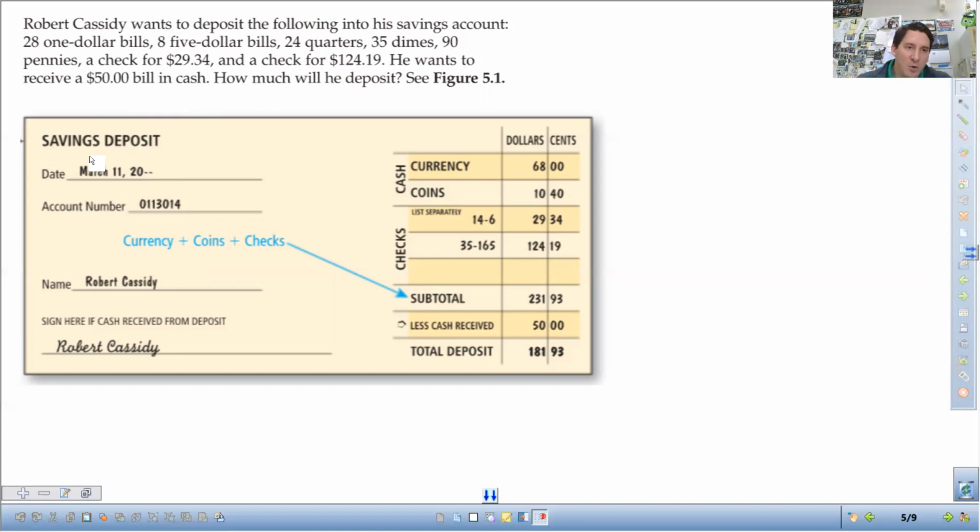So fill this out. You put in your date and the account number. When you open up an account, it'll be given a number, so you need to write that number there, your name, and then you sign. Currency is paper money, coins, obviously coins, and then here are the checks. The 146, 35, 165 are typically the check numbers, the number in the top right-hand corner of the check. You put those in there and add up all these values. That's your subtotal deposit, how much money you're actually depositing into the savings account. And then less cash received, $50. You subtract that from the overall deposit. So the total deposit is $181.93.